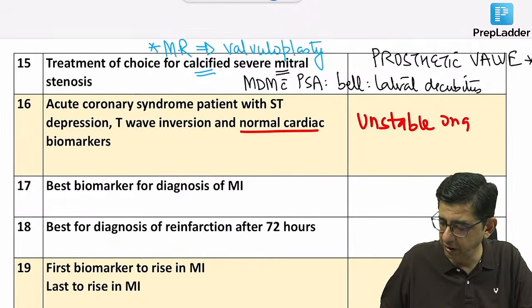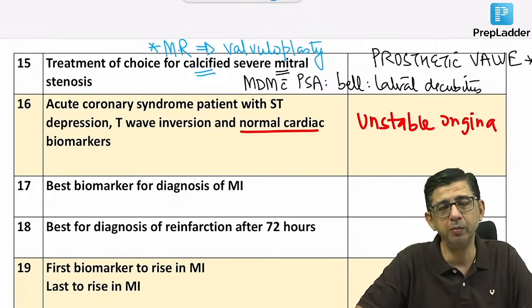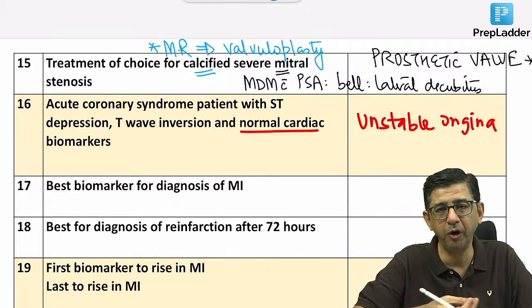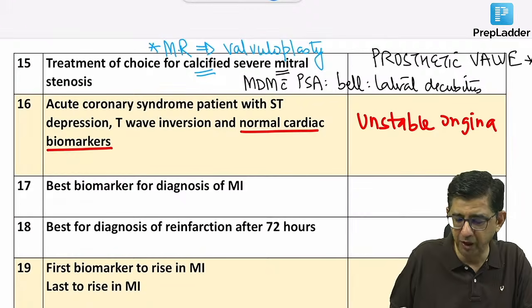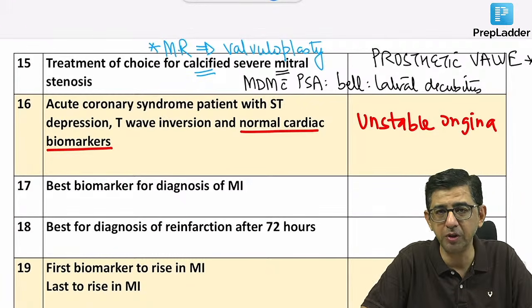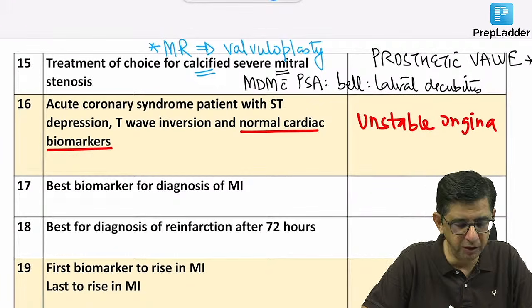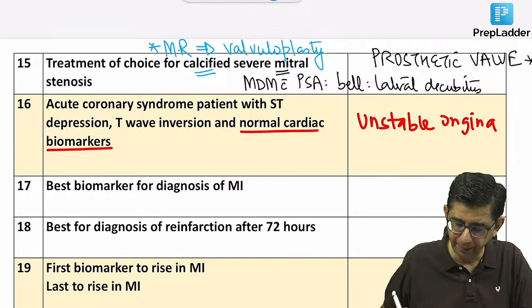Very good. I think I had very good inputs there. And unstable angina is the differential diagnosis of non-ST elevation MI. The differentiation between the two is based on the values of biomarkers primarily. So the correct answer for question number 16 is unstable angina. Great. Let's move to the next one.